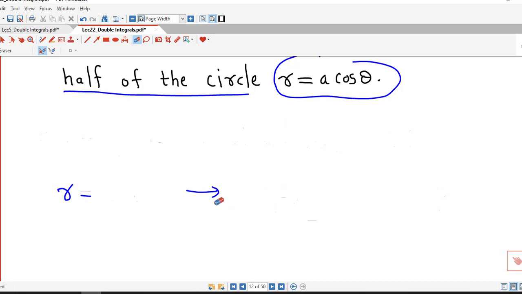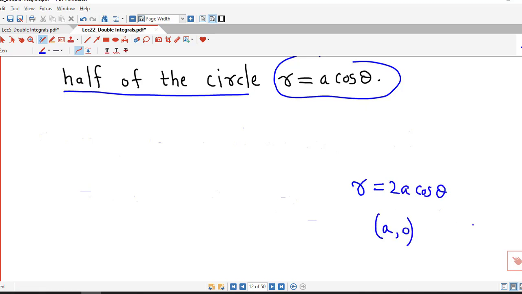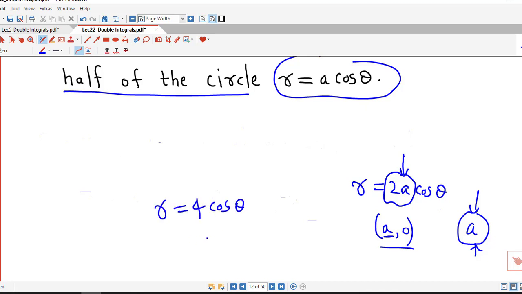So we keep in mind the standard equation of circle: if we have r equal to 2a cos theta, then the center is the ordered pair a comma 0 and radius is a. So this radius is nothing but half of this multiple of cos theta. Whatever number we have here, we take that number divided by 2 and we obtain the radius, and the x component of the center is nothing but the radius of the circle. If I have r equal to 4 cos theta, then radius will be 2 and center will be 2 comma 0. So it is like that.